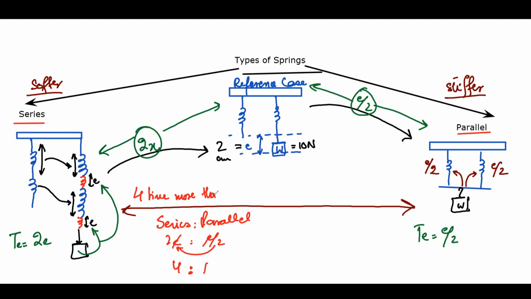more than parallel. And my parallel stretches 4 times less than series. Do we understand this idea? Yes, and this ratio will be constant in all cases, as long as there are only 2 springs.